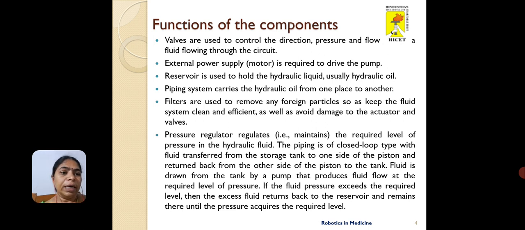Pressure regulator regulates the required level of pressure in the hydraulic fluid. The piping is of closed loop type, with the fluid transferred from the storage tank to one side of the piston and returned back from the other side of the piston to the tank. Fluid is drawn from the tank by a pump that produces fluid flow at the required level of pressure.